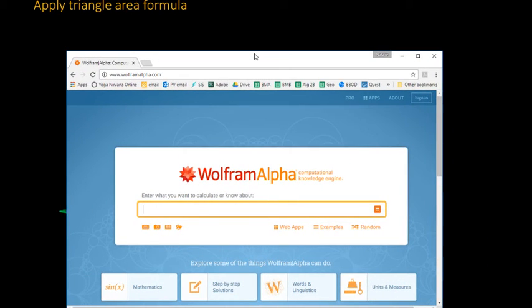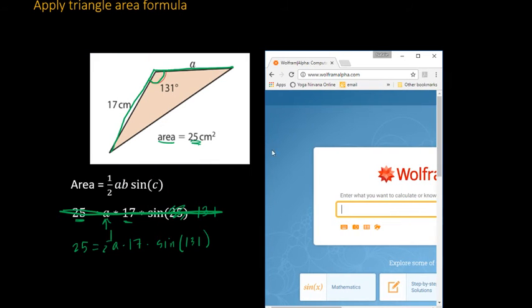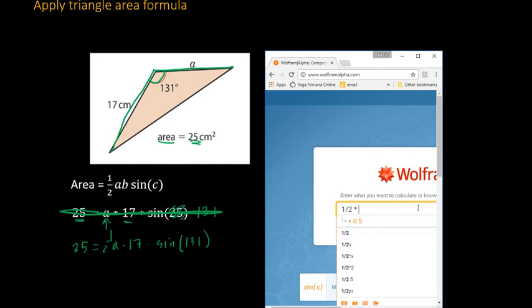So let's use this tool to help us solve this problem. 25 equals 1/2 of a times 17 times sine of 131. Now again, I recommend really not doing all of this at once because that's when you make errors. So I'm going to try to simplify the right-hand side of the equation a little bit. I'm going to take 1/2 times 17. Okay, that's all I'm going to do.